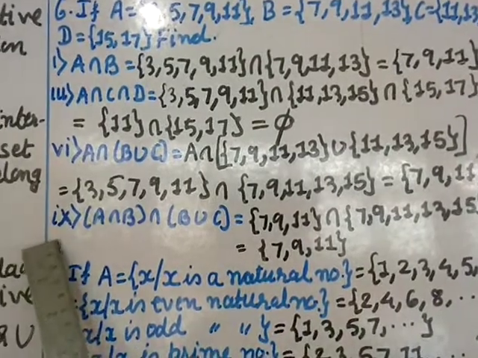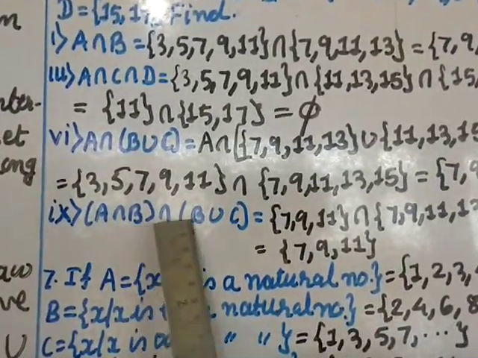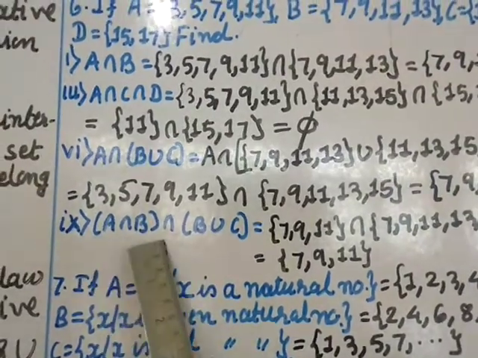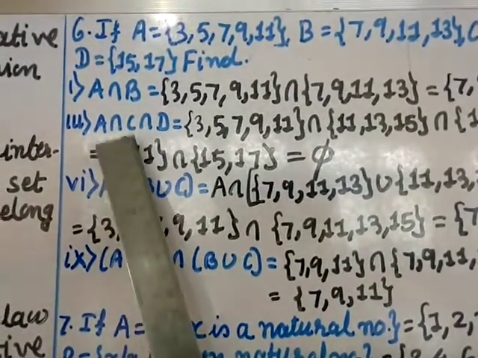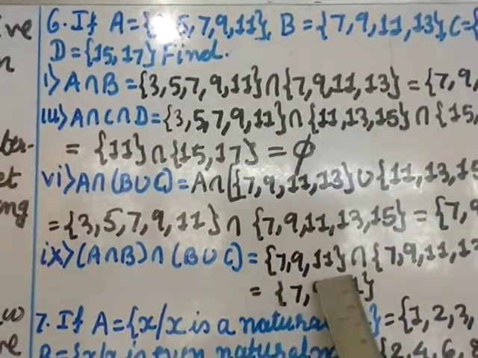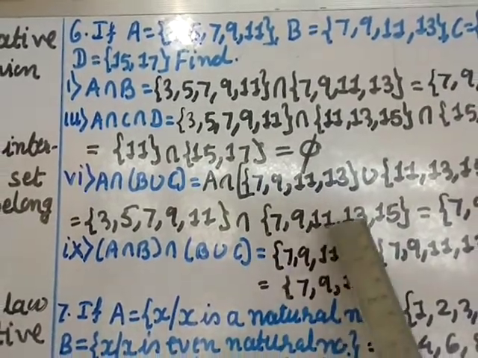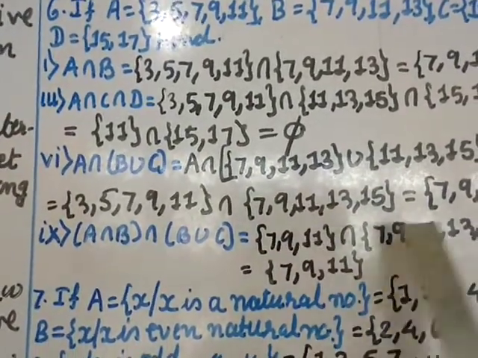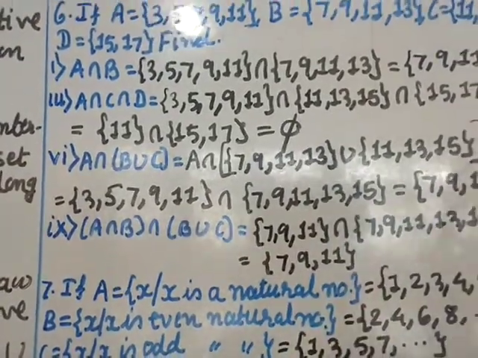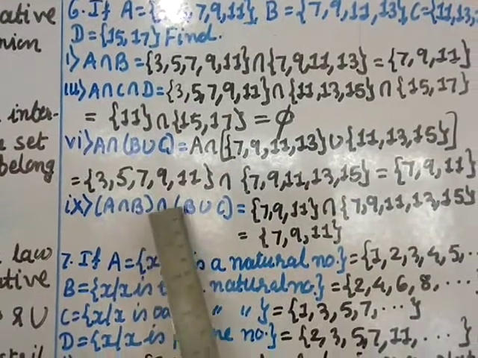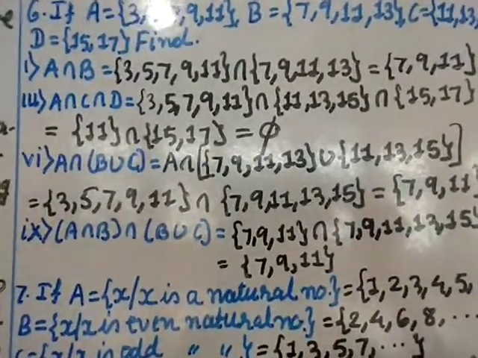Roman number 9, A intersection B, intersection B union C. So A intersection B, I am writing directly from here, this one 7, 9, 11. And B union C I am writing from here, 7, 9, 11, 13, 15. And their intersection, so common, so 7, 9, 11. So that is the intersection of A intersection B union C. These two answers I have taken from the above because previously we have done.